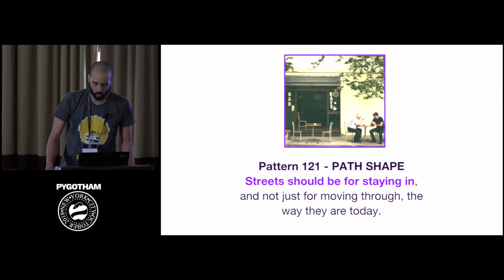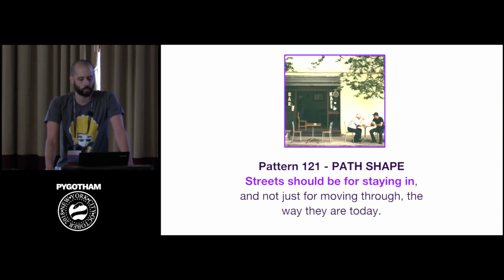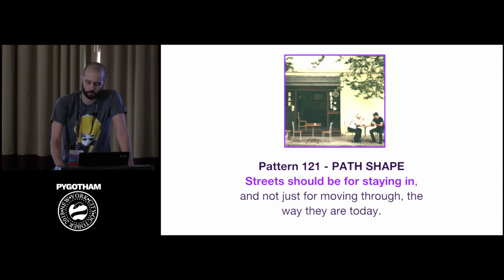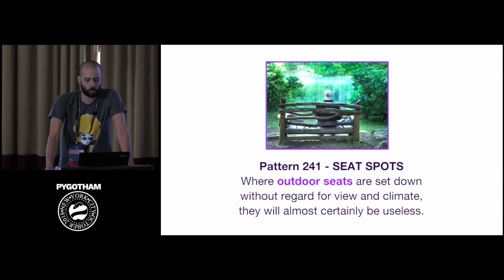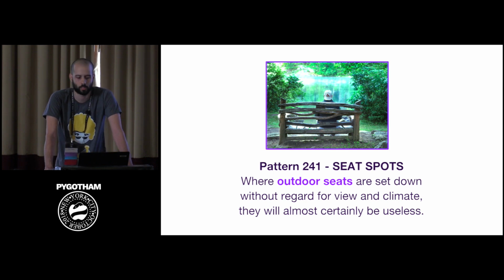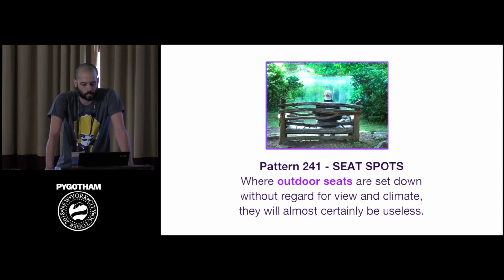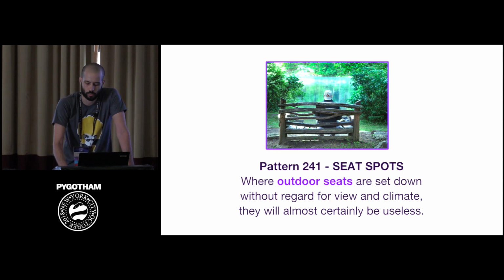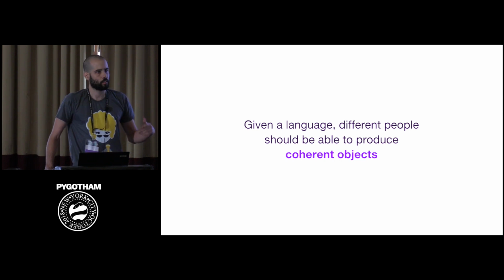So I talked about the pattern 120, and here's the pattern 121. It talks about path shape. Streets should be formed for staying in, and not just for moving through the way they are today. And pattern 241 talks about seat spots. Where outdoor seats are set down without regard for view and climate, they will almost certainly be useless. So as you see, each of those is very meaningful, and they make sense on their own. But when you put them together, you can build a city.